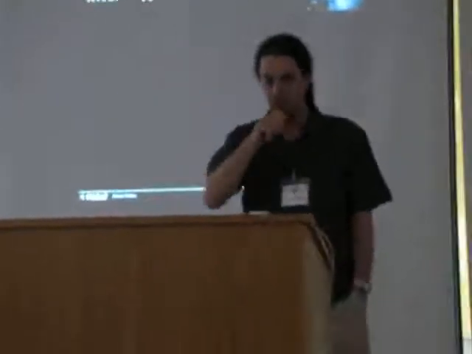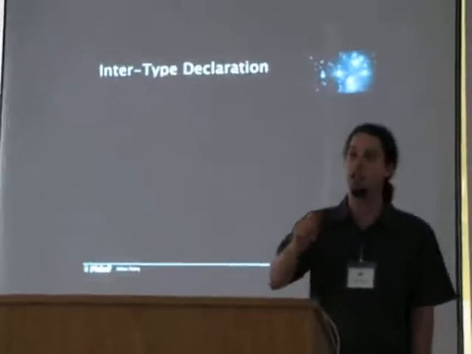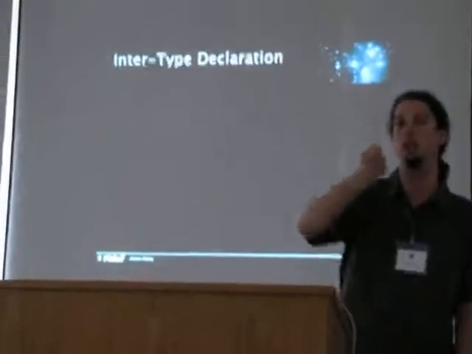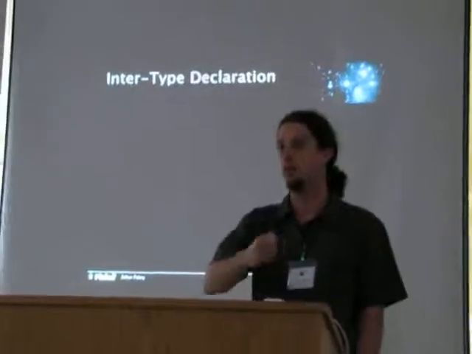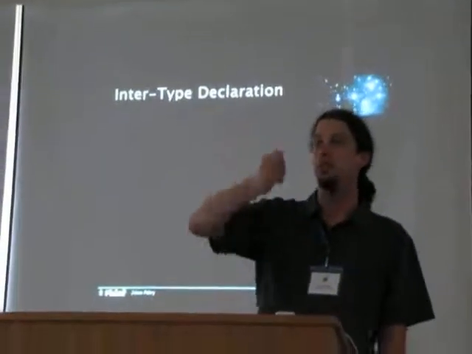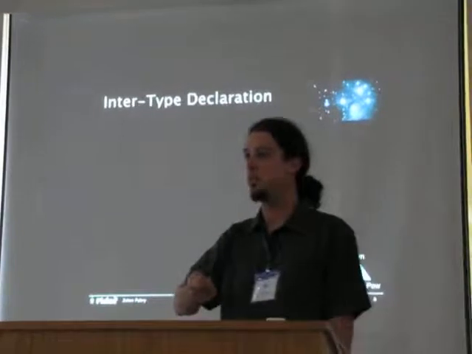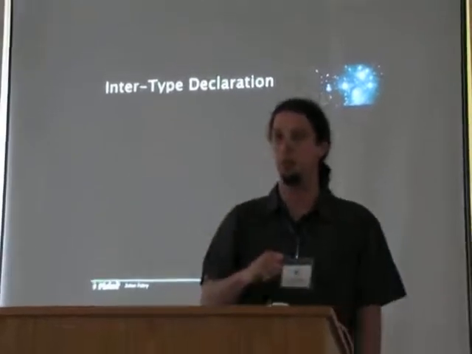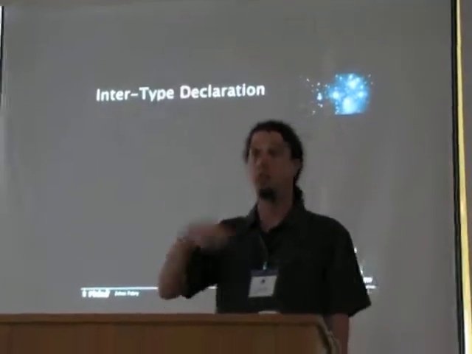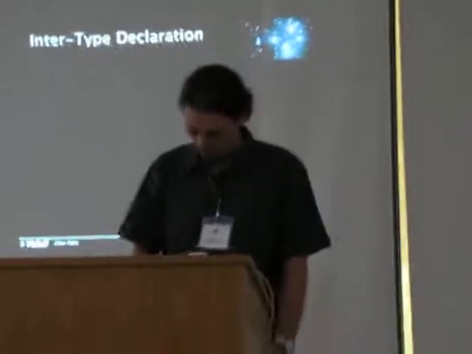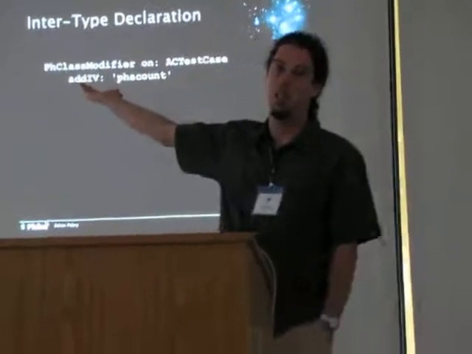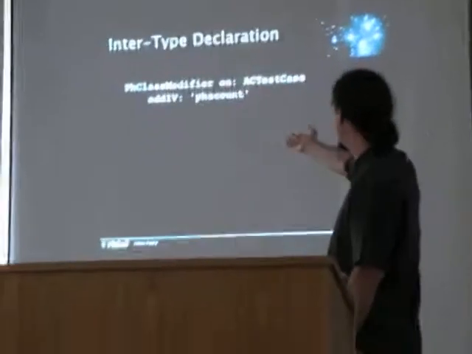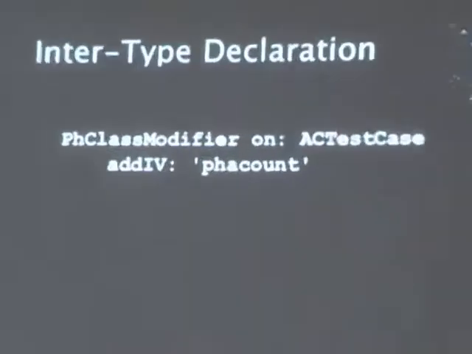Alright, inter-type declaration. Inter-type declarations are the aspect way of doing class extensions. The difference with multi-class extensions is that in multi-class extensions you cannot add instance variables. In inter-type declarations, you can add instance variables. This is how you do it in Phantom. I add the instance variable with this name on this class.